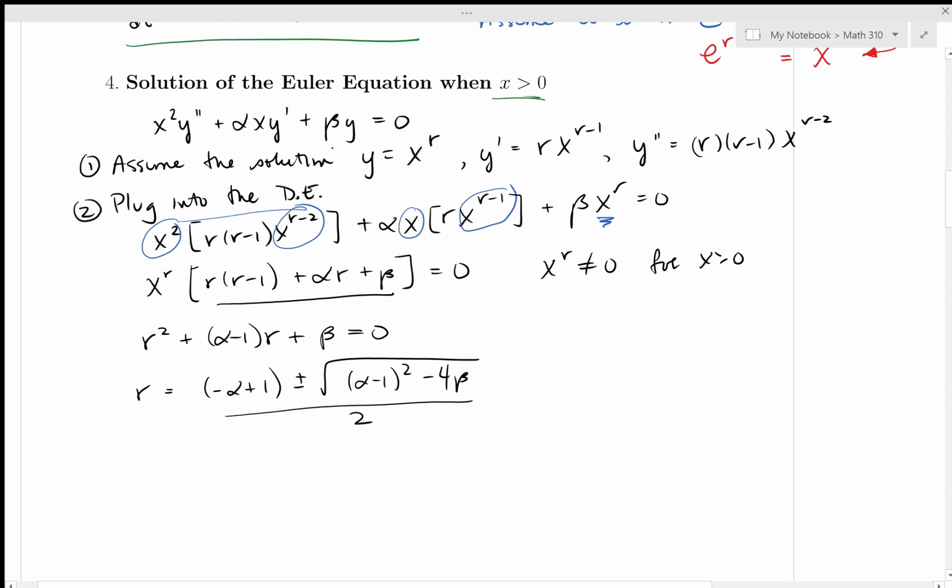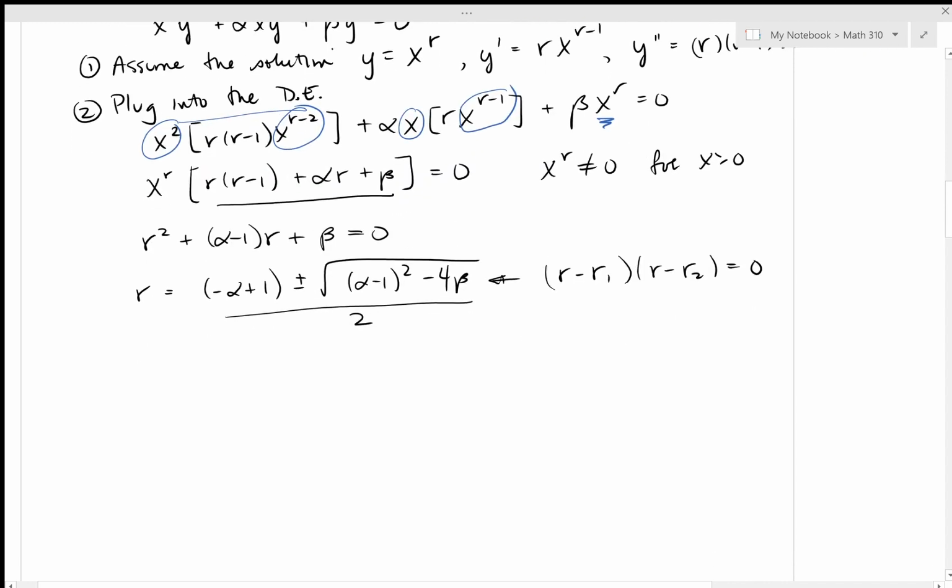Okay. So that we can compute this, and let me just write that in this format here so I can refer to the roots. That looks like this: r squared plus alpha minus 1 r plus beta equals 0, where r1 and r2 are being computed from this equation right here. So I compute this, I get 2 roots. I'm going to label the first one r1, and the second one r2. And just like before, we're going to have 3 cases. Case 1: r1 and r2 are real and distinct.